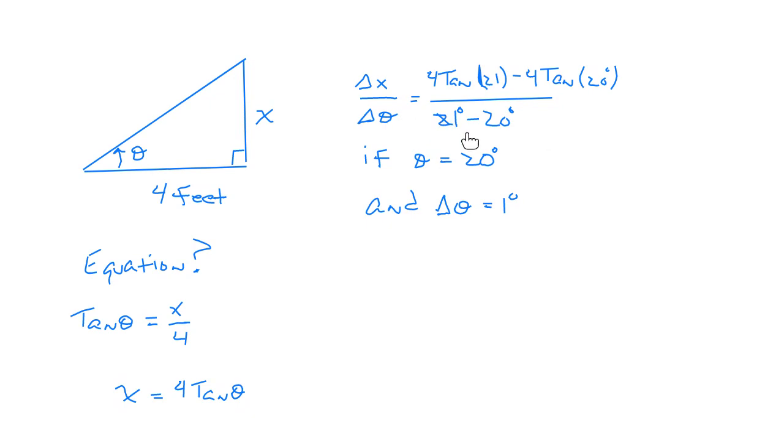Just looking at that, does that sound reasonable enough, that that's the change in x over the change in theta with the conditions given? Okay, and then from here we would do this on our calculator. I'll get my calculator out and tell you what I get. So it's 4 times tangent 21 degrees, minus 4 times tangent 20 degrees.